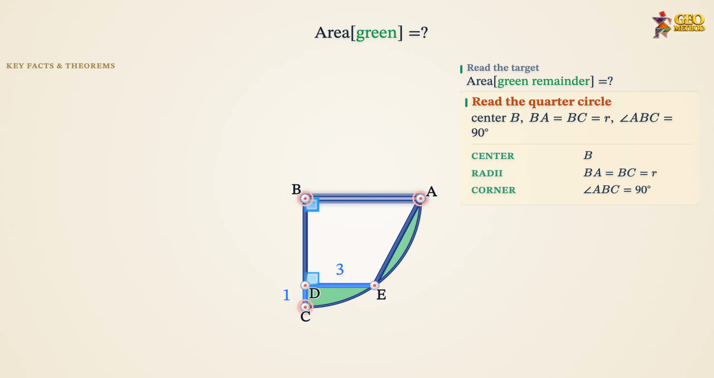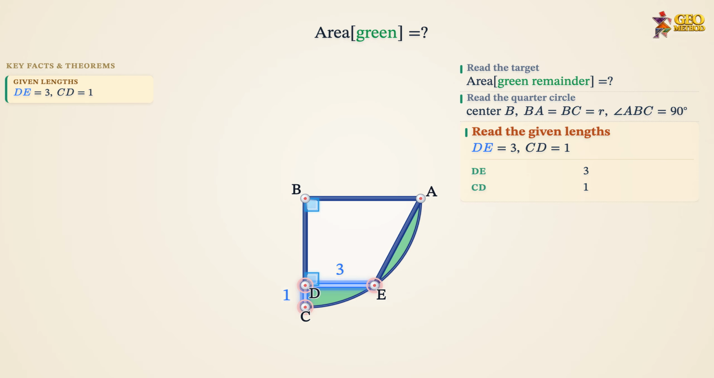The curved edge is a true 90-degree quarter circle centered at B. So the two straight edges, B across to A and B down to C, are both radii of the same length R, and the square corner of the quarter sits exactly at B. Holding on to that shared radius R is what unlocks the problem.